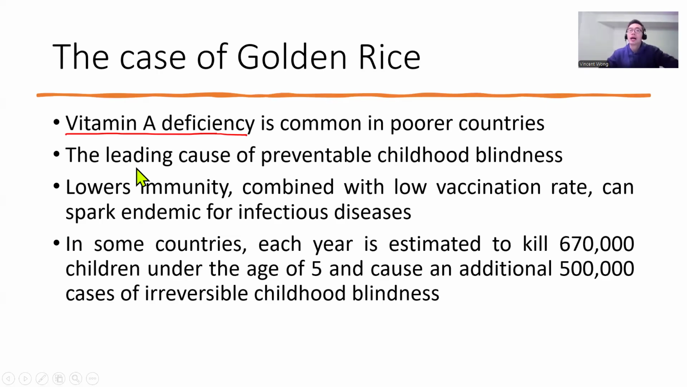Okay, so vitamin A deficiency can cause quite a bit of problems. In some countries, each year it is estimated vitamin A deficiency is responsible for 670,000 deaths in children under the age of 5, and it causes an additional 500,000 cases of irreversible childhood blindness. Just a quick reason: vitamin A is needed to make a particular pigment that allows you to see in the eye. If you don't have that pigment, you can't see. So that's how it causes blindness.